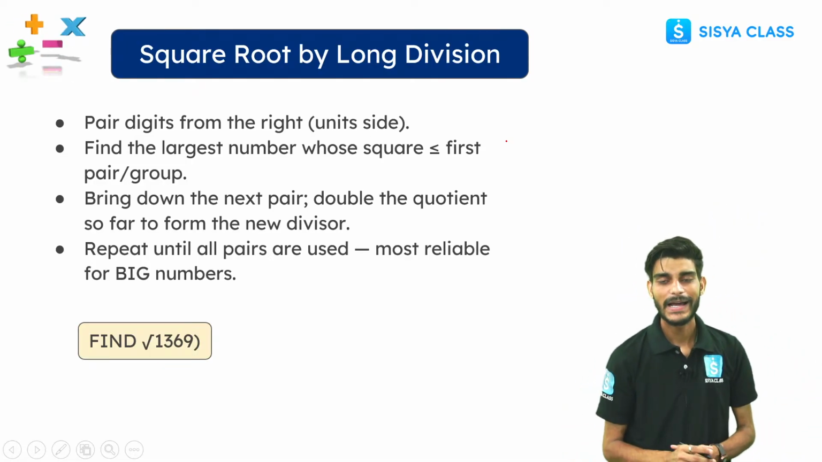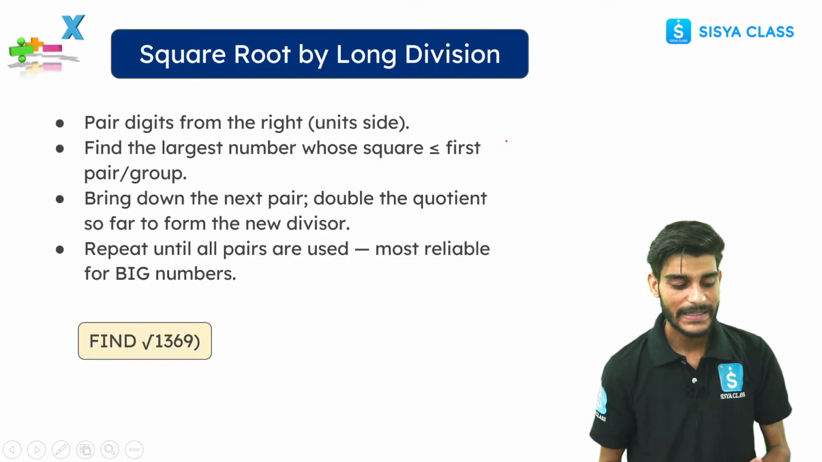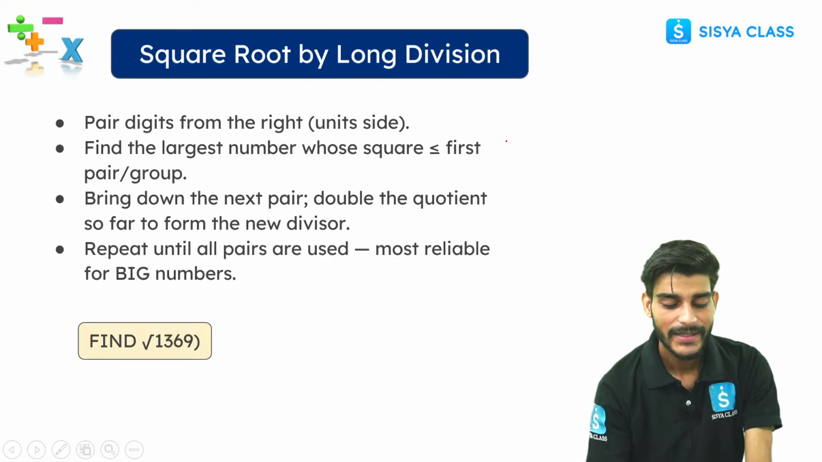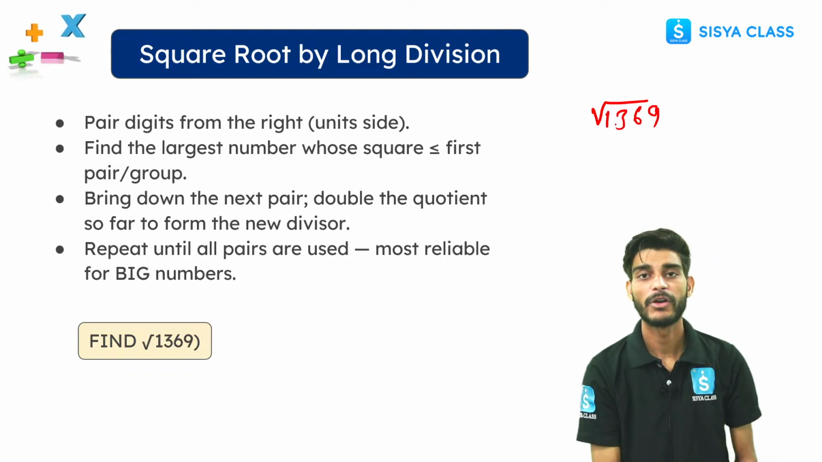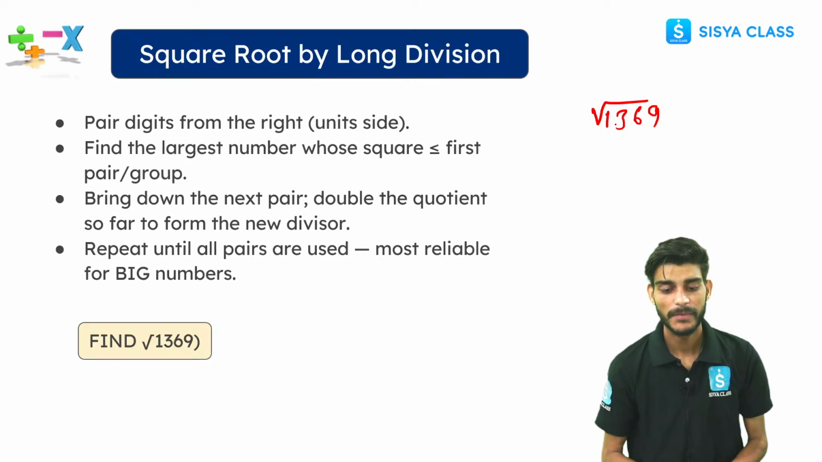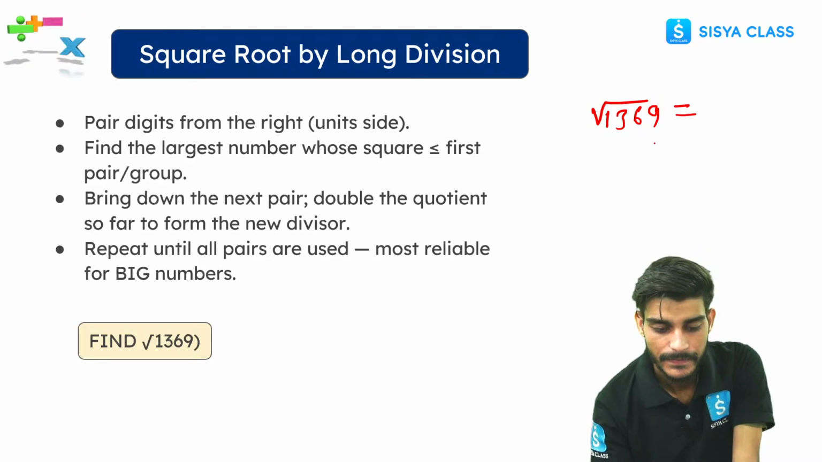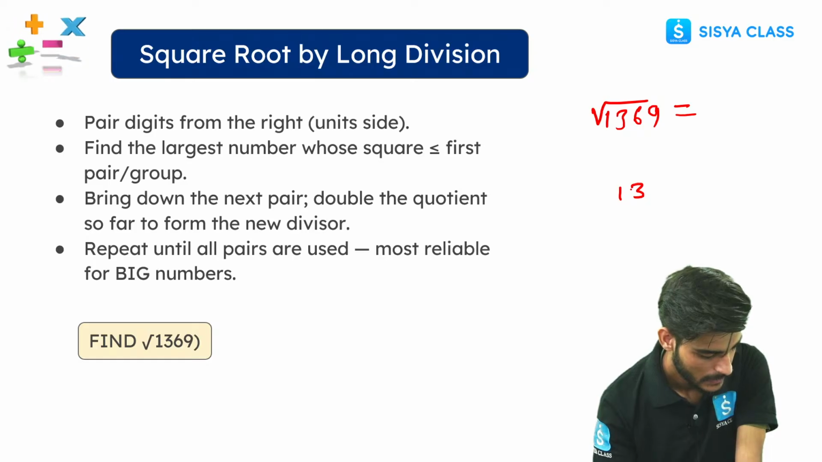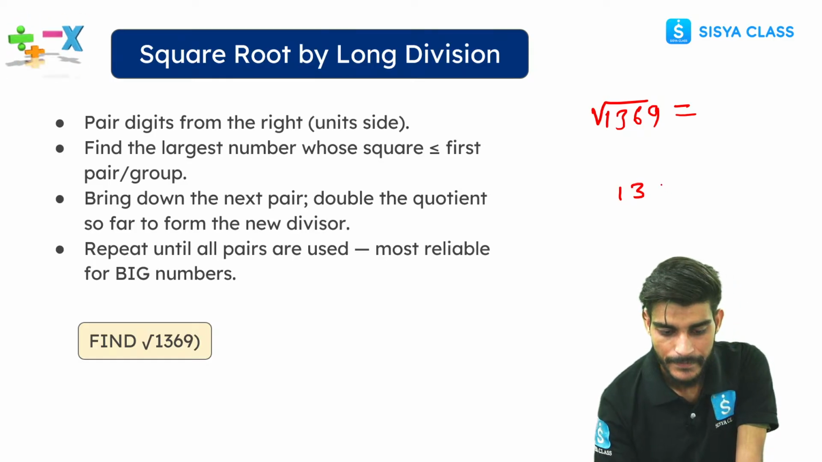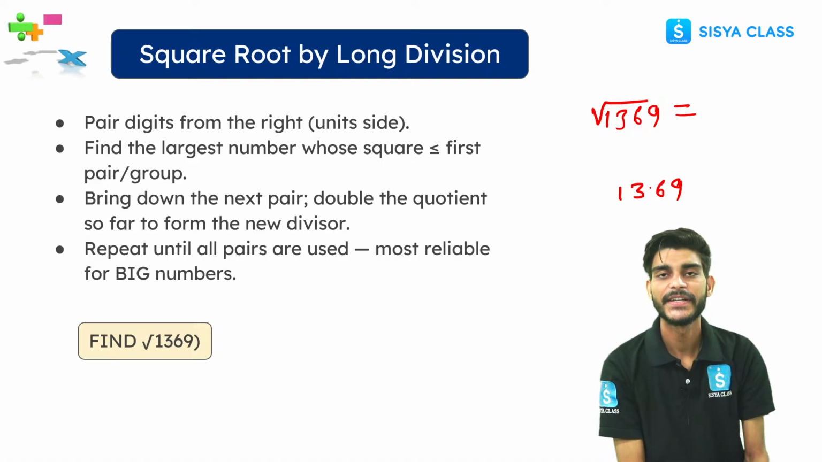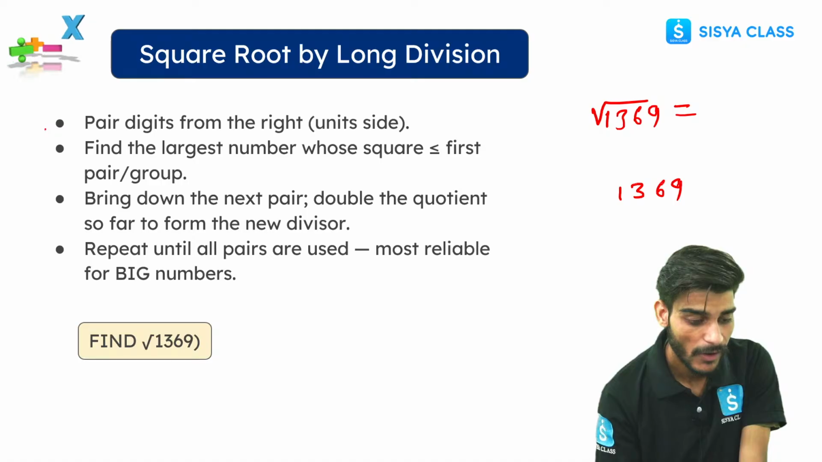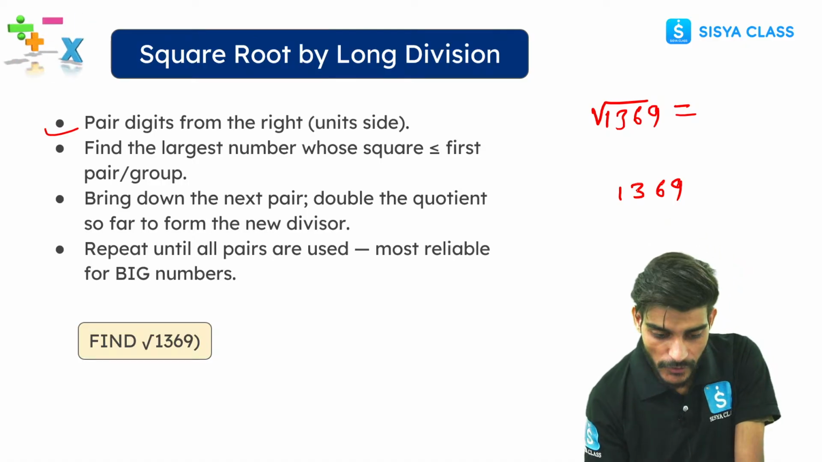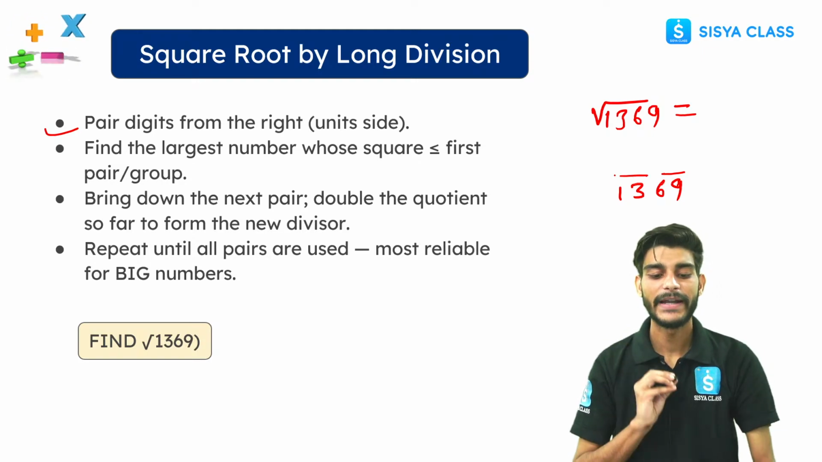What you have to do in this method, I'll explain step by step through an example. Suppose you have to find the square root of 1369. So you have to write this number, 1369. Now make pairs. Make pairs of digits from the right side. One pair is this, another pair is this, and you have to find their square roots.